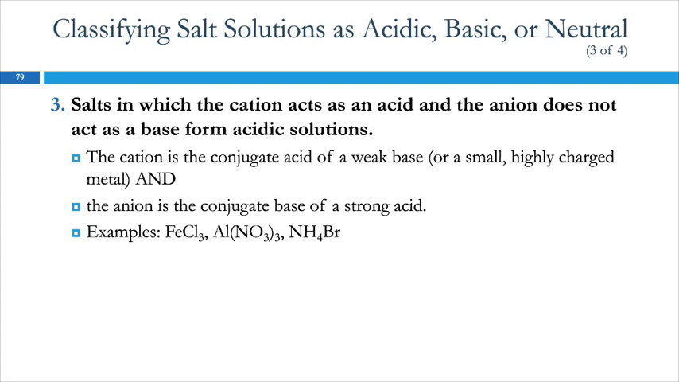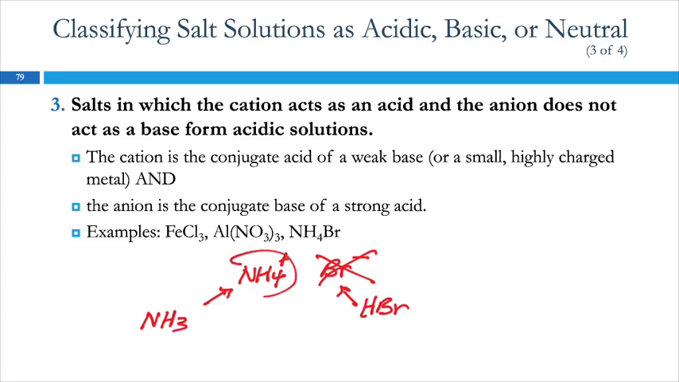So let's look at this guy. We've got ammonium and bromide. The bromide comes from HBr, a strong acid. This isn't going to do anything. The ammonium comes from NH3, a weak base. That means that this is a weak acid. You guys okay with that? You can do the same thing with these other examples.